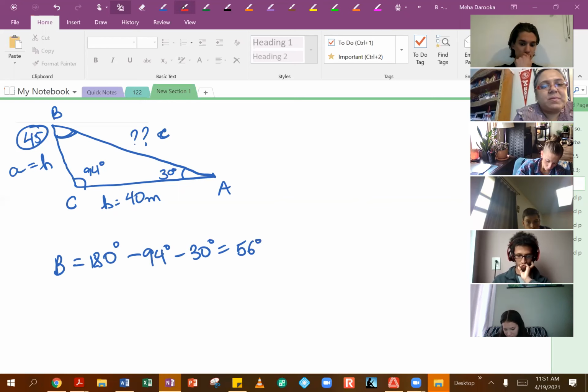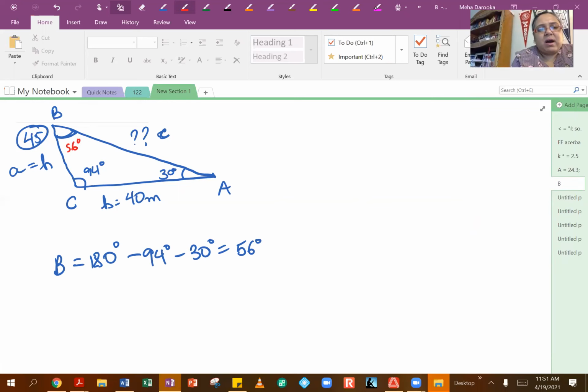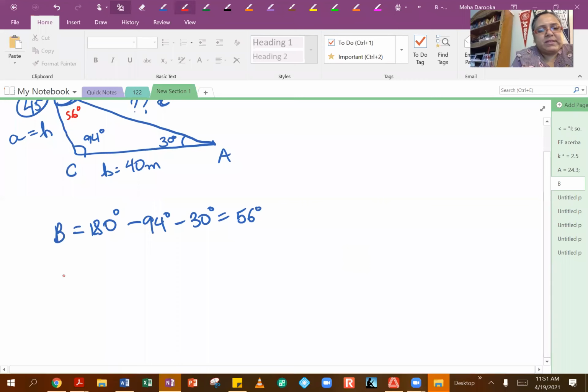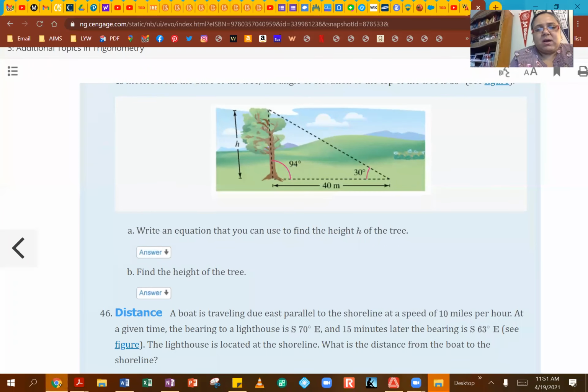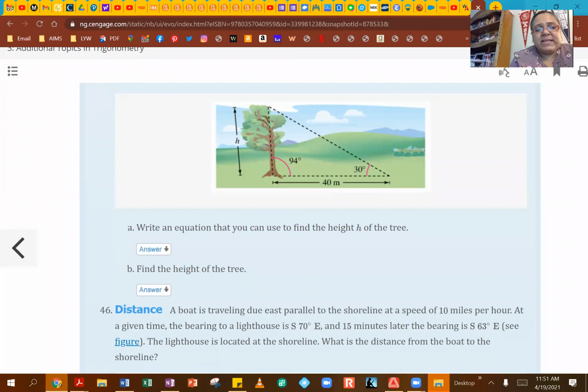Alrighty, so this guy will be 56 degrees. Now, let's find the height of our tree next. Why not? Which is actually the main question that I believe they want us to find. But you will see in part A, they're talking about find an equation that you can use to find the height H of the tree.